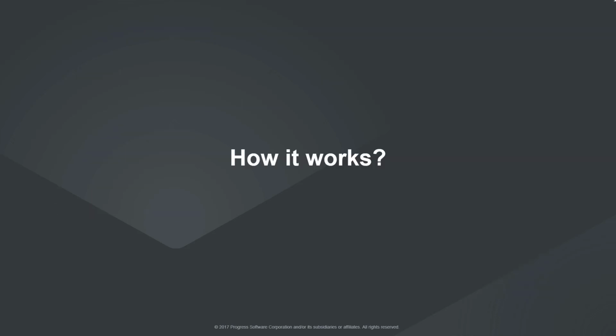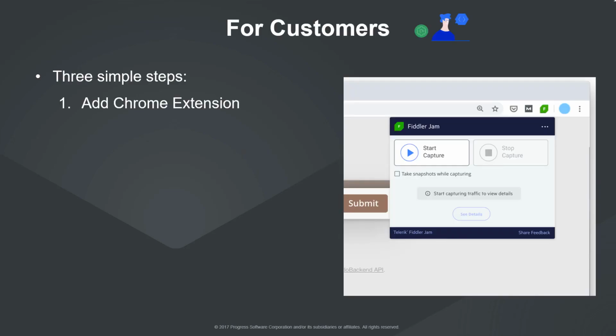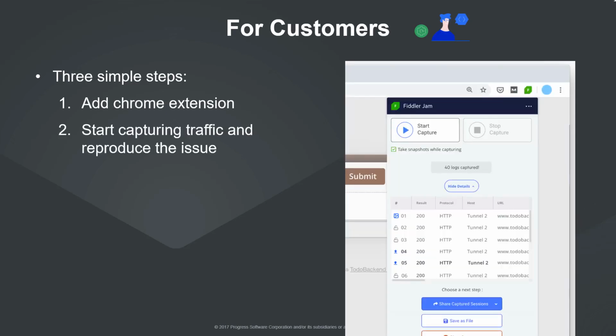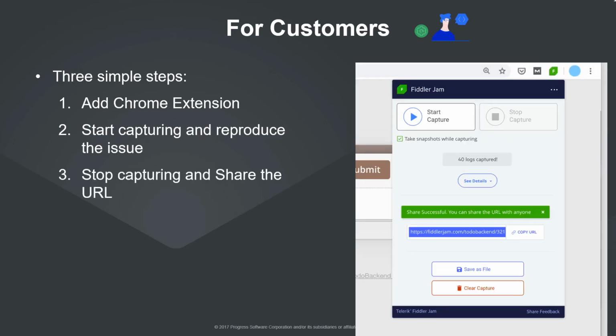So now let's look at how it works. For customers, it works with three simple steps. The first step is to add the Chrome extension to their browser, and after they add it, they'll be able to start recording the logs. Once they start capturing traffic, they can reproduce the issue so that it captures only the exact logs for the instance where the issue is reproducible. So with that, we'll be reducing the overall amount of logs that are being generated and that need to be analyzed. And then the final step is to stop capturing and then share the URL with the support team.